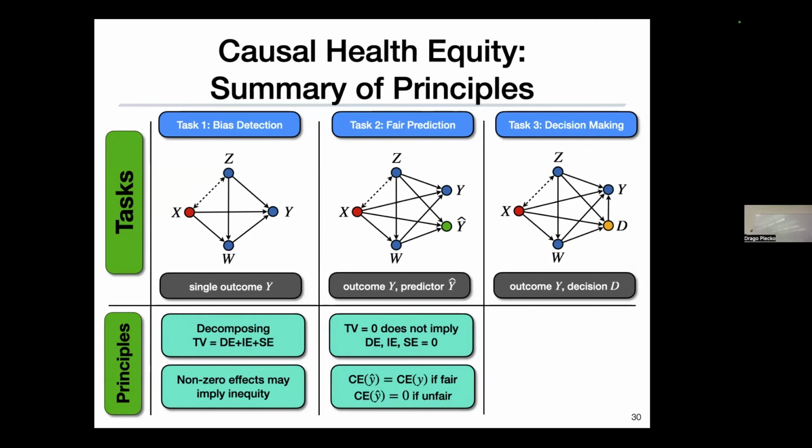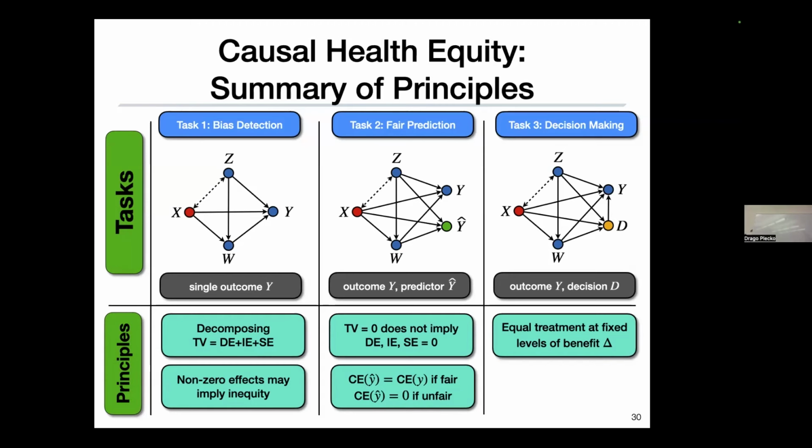Instead, we know that the causal effect of the protected attribute on the predictor should equal the causal effect of the protected attribute on the true outcome if a pathway is considered to be fair. Whereas if the pathway is considered to be unfair, we want to remove this effect and set this causal effect to zero, right? So this second part allows us to move to the future world to construct fair predictors.